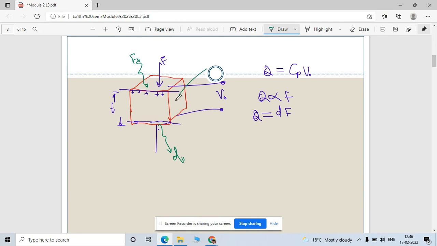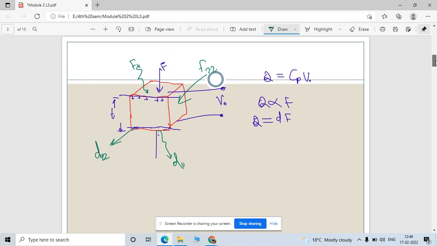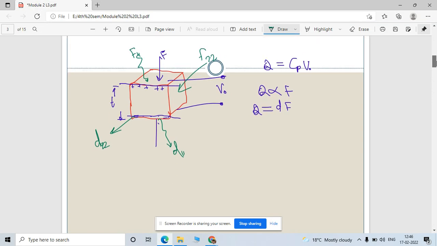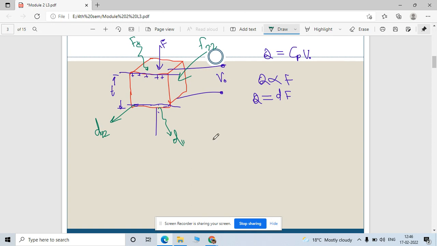The same way, forces are applied in different dimensions, so you will get the charge density at different dimensions. So what it means is that this charge density depends on the direction of the force applied. It is a direction-dependent parameter.